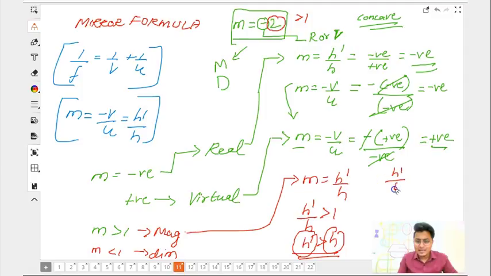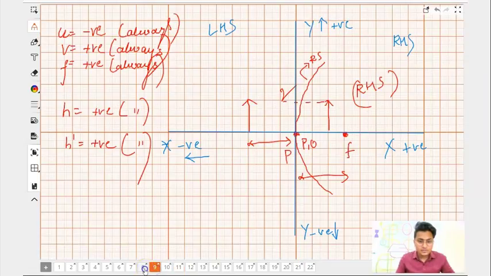H dash by h will be less than 1. Hence, you will get h dash is less than h. Image height is less than the object height. It's a diminished image. So never again take this negative sign seriously. Never do that. Cool, guys. Awesome. Great job. So with that, guys, we have done all the prerequisite concepts completely.